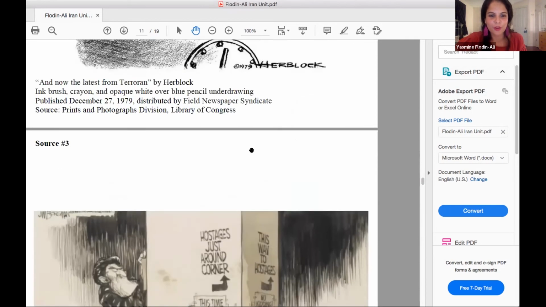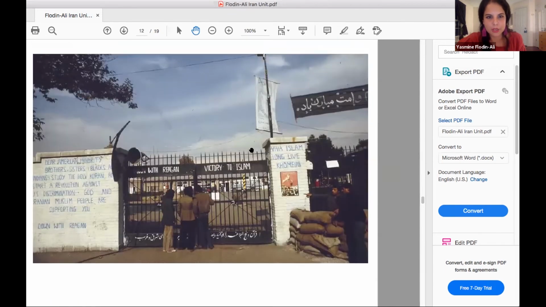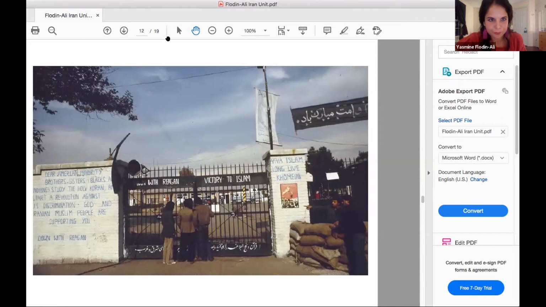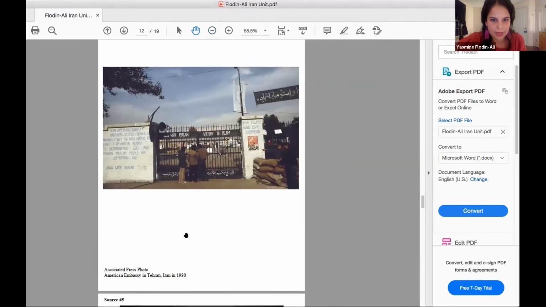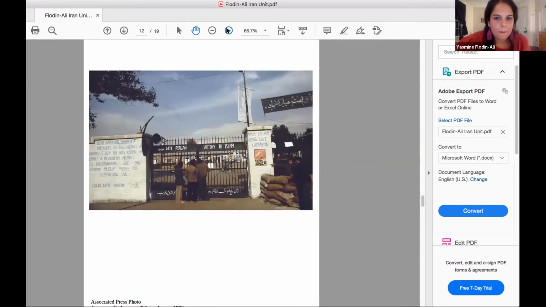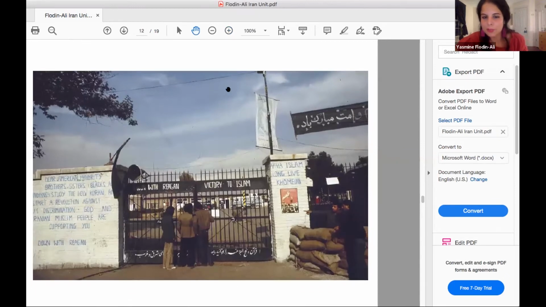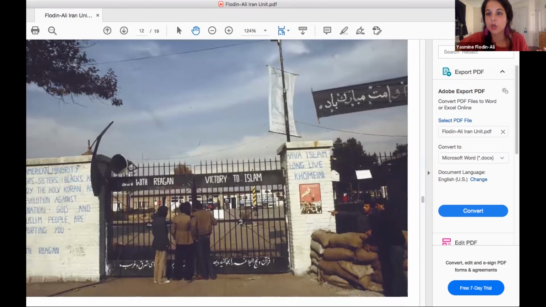Let's see if there are some more thoughts for an image that is giving an Iranian perspective. So I'm going to zoom out first to tell you more about the image, and then I'll zoom in. This is an Associated Press photo of the American embassy in Tehran, Iran in 1980. I would like at least one participant: what are some things that you notice about this image? And what does it tell you about what the potential audience might be?